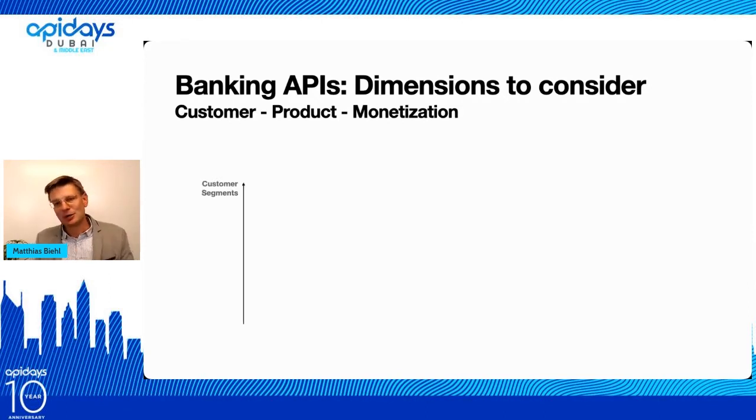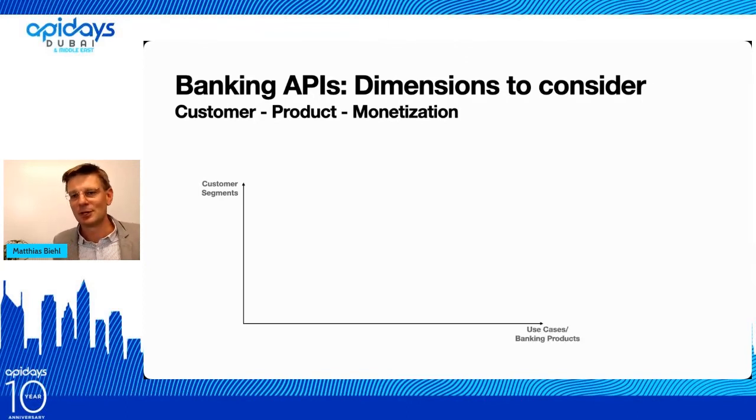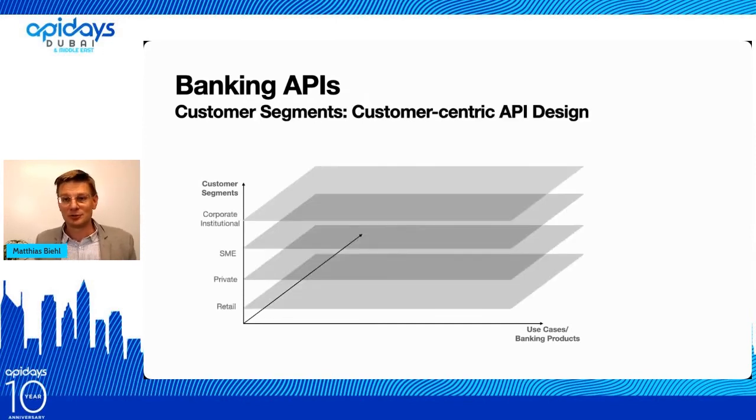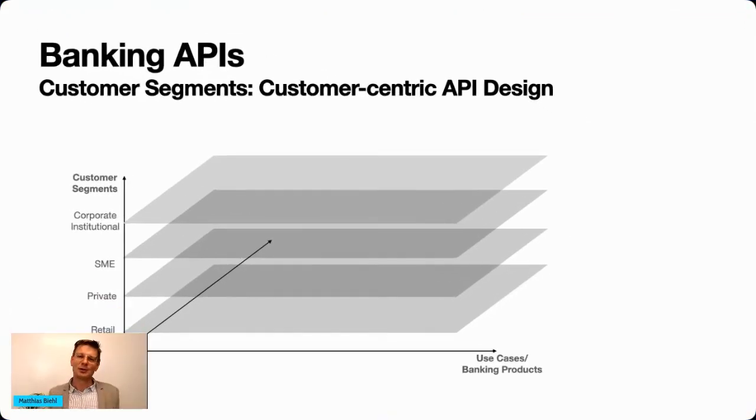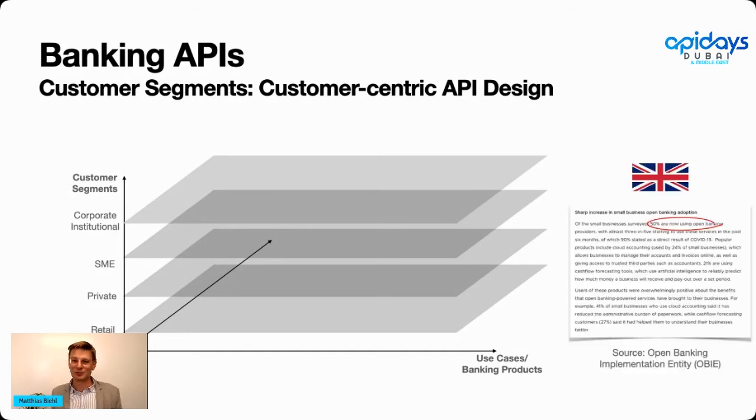And it's kind of three-dimensional. The first one is the customer segment. We can look at the use cases or banking products and the monetization strategy. We can slice it basically in all three dimensions. So if we slice it by customer segments, you can look at what the use cases are for SMEs, what the use cases are for retail, for corporates and institutions, if I provide premium APIs. So this is one way of looking at a potential development of premium APIs. What are basically my customer segments?